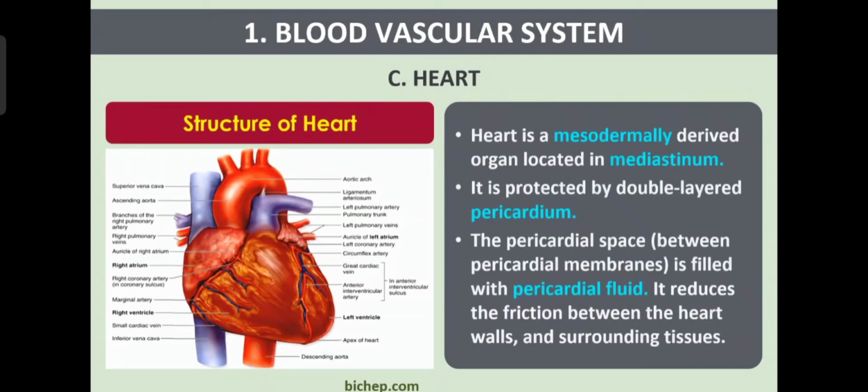And in between these two pericardial membranes there is a fluid called pericardial fluid. That space is filled with the pericardial fluid. What is the function of this pericardial fluid? It reduces the friction between the heart walls and surrounding tissue. When the heart is pumping, friction takes place between the heart walls and the tissues, and that friction is reduced due to this pericardial fluid.